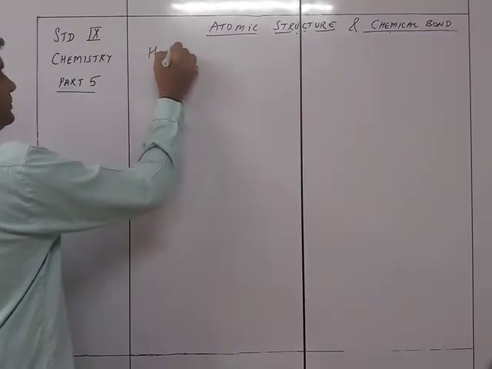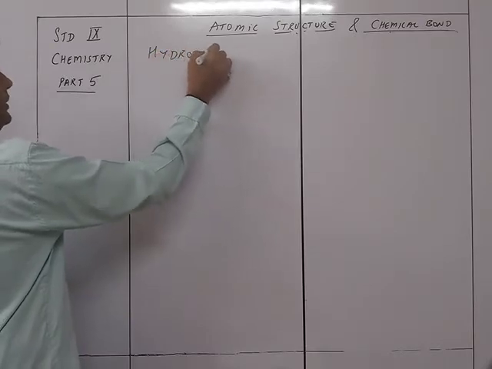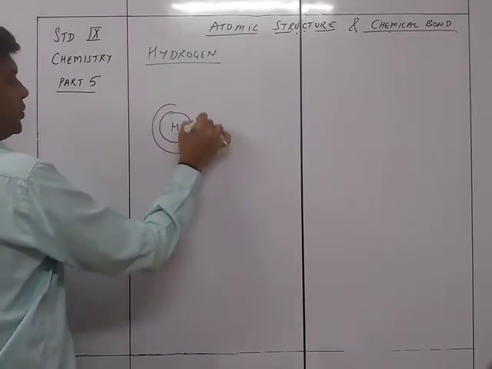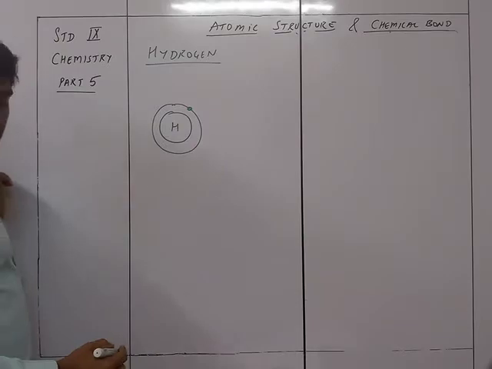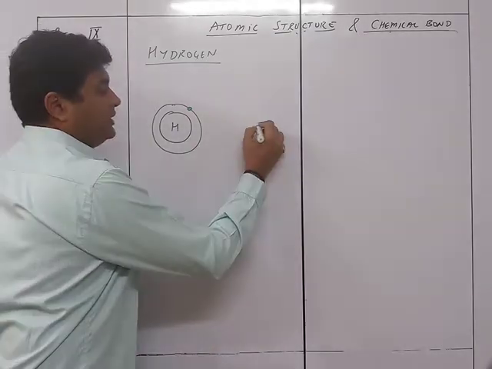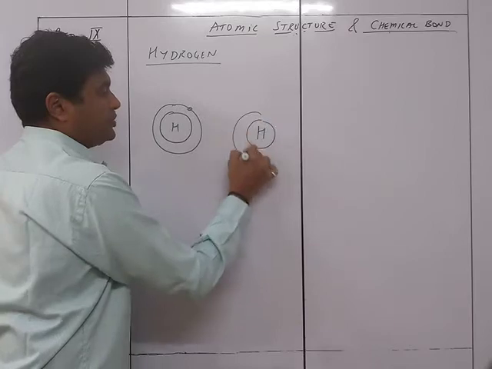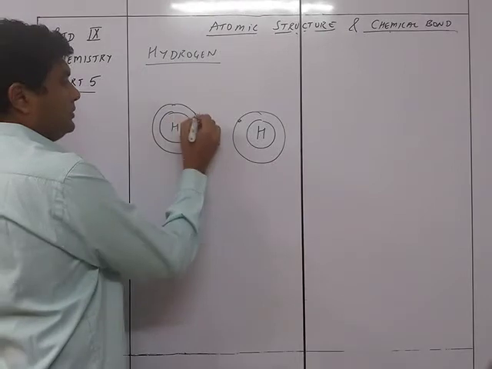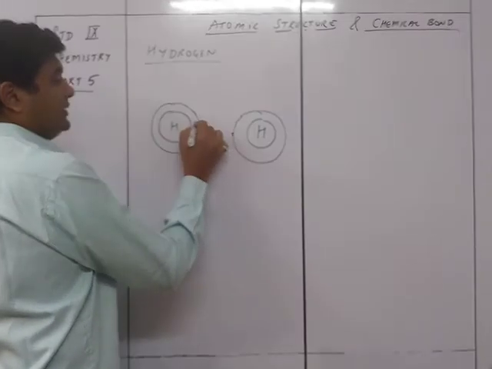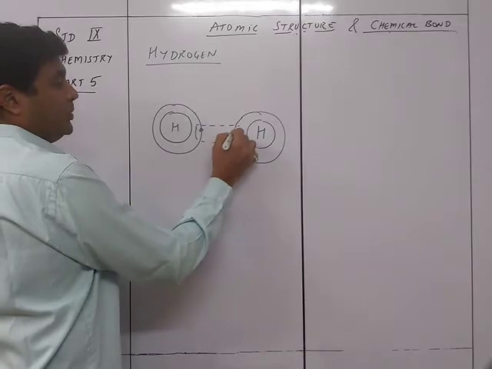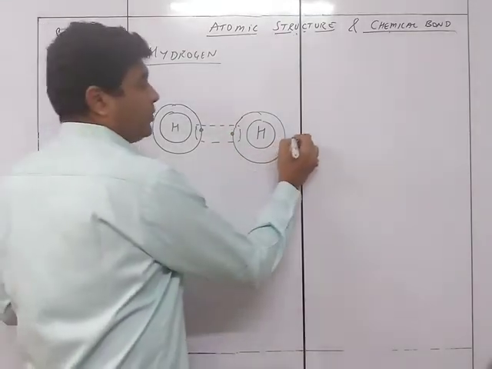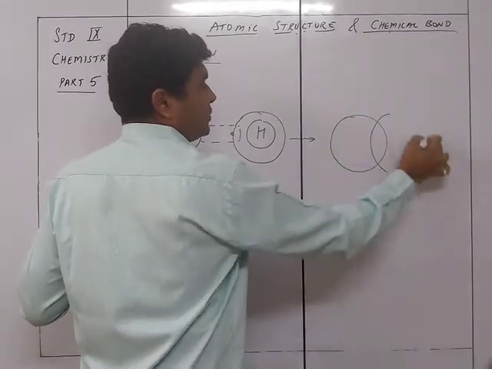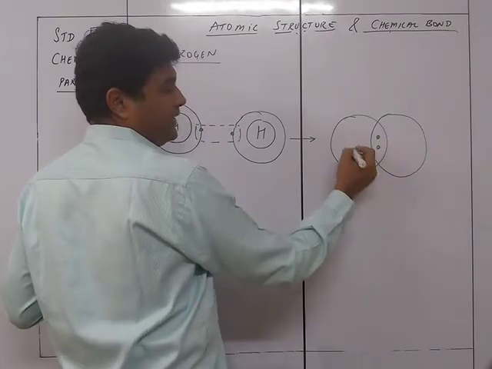So this is hydrogen. This particular hydrogen atom, this is the nucleus and one electron over here. Another hydrogen atom will be coming over here, which will also have one electron. This electron and this one are going to be shared by each other, and accordingly what we will have over here is the formation of the hydrogen molecule with the 2 electrons being shared here.